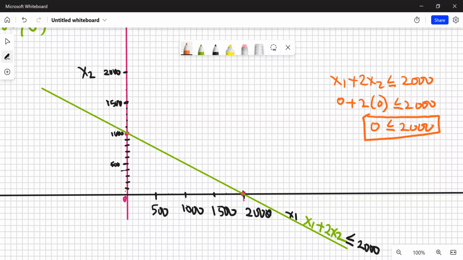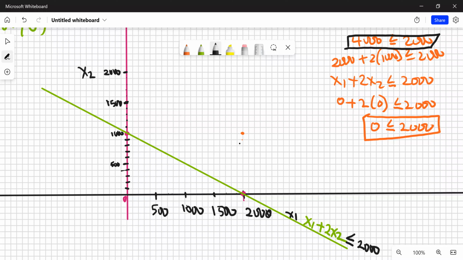If you pick a point above, a point up here, let's say the point (2000, 1000), you'll have 2000 plus 2 times 1000 is less or equal to 2000, which gives you 4000 is less or equal to 2000. This is not true.